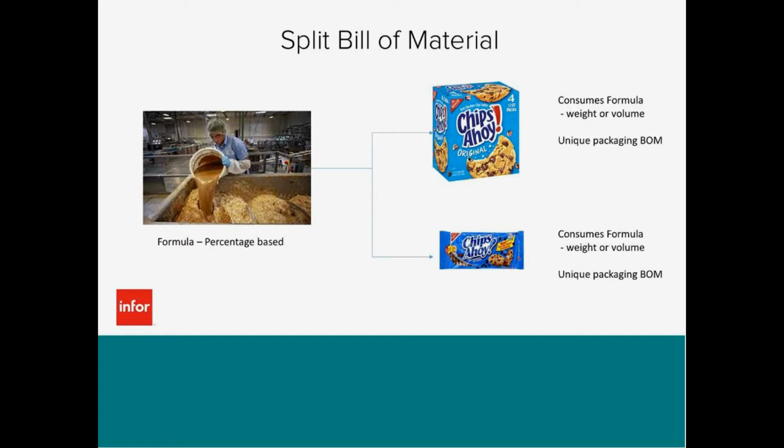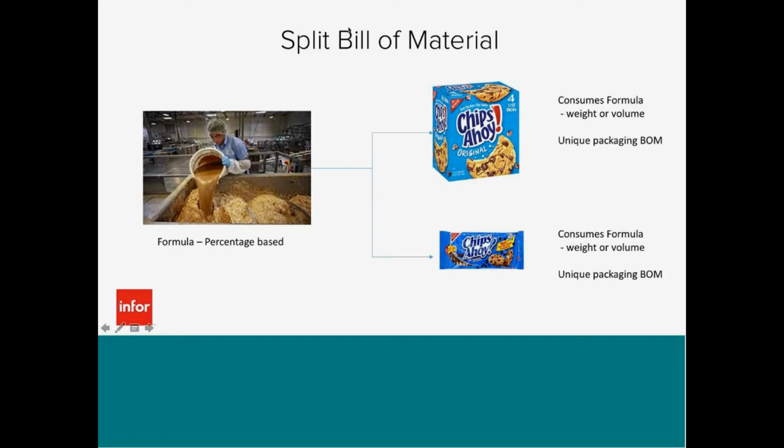Now, why in the world would we split a bill of material? The answer is really simple. Because the formula is going to be the same in these two finished goods. These two finished goods have some very similar characteristics. They both use the formula, but they have very different characteristics in that they're packaged differently.